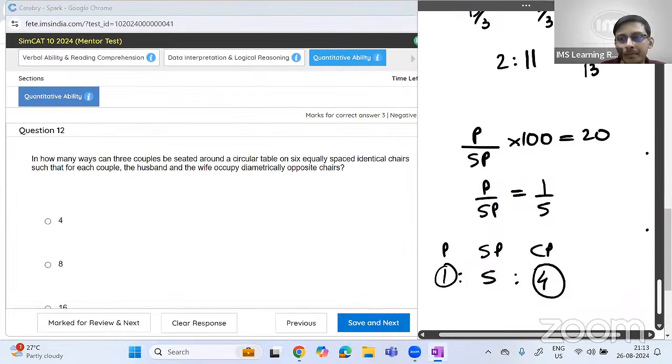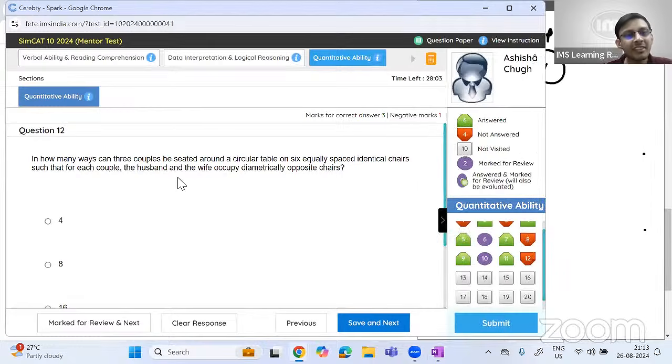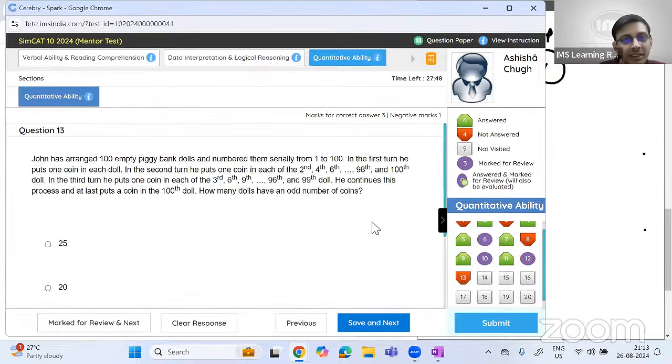That was simple. In how many ways can 3 couples be seated around a circular table on 6 equally spaced identical chairs such that for each couple, husband and wife occupy diametrically opposite chairs? Might be a bit confusing. These PNC questions can be confusing. I'll come back to this in round 2.